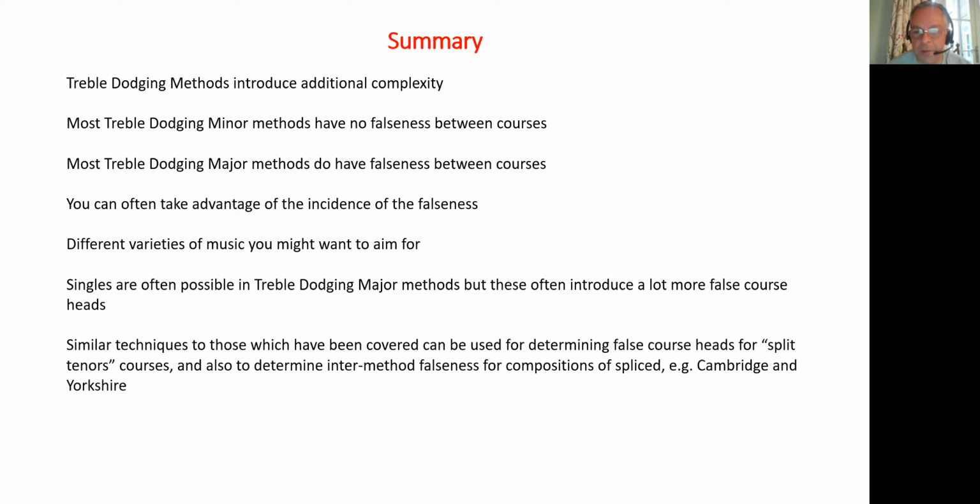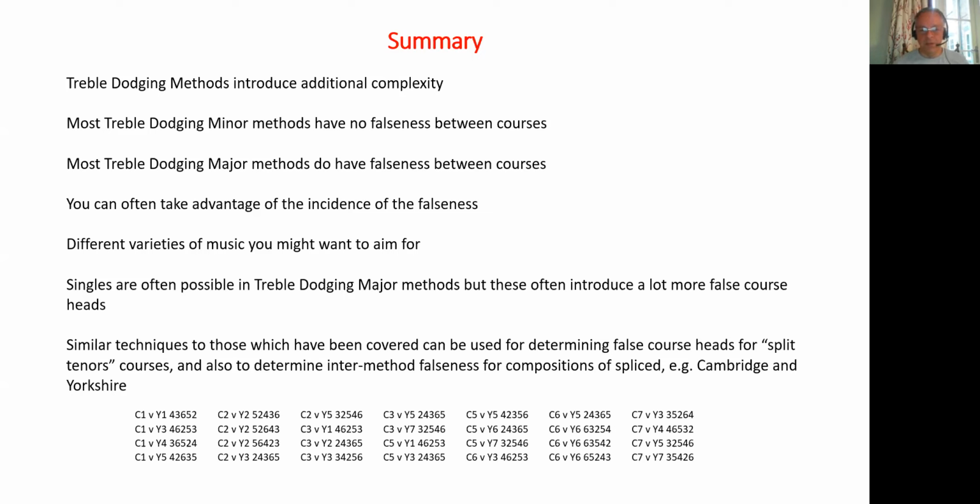You have to deal with a whole additional set of false course heads if you start playing around with split tenors. But you can also again use the same techniques to work out inter-method falseness if you want to do compositions of spliced. So if you want to look at doing a spliced composition of Cambridge and Yorkshire, for example, you would look at all the keys for Yorkshire and all the keys for Cambridge and do a comparison and see where they overlap. And you could come up effectively with a table like this one at the bottom here, which gives you all the inter-method falseness between Cambridge and Yorkshire.